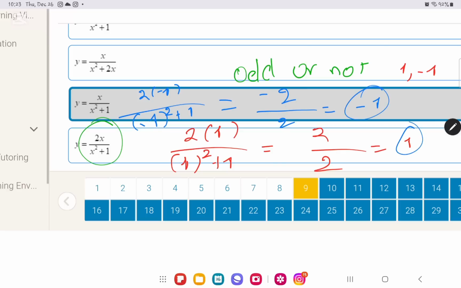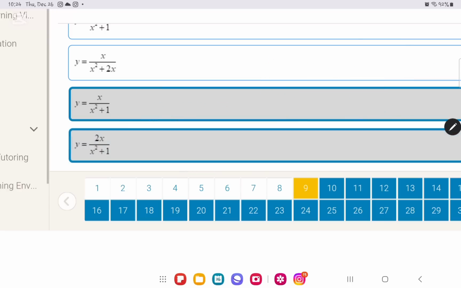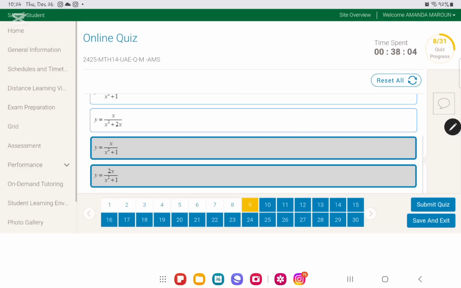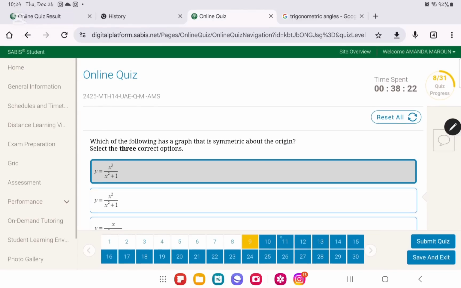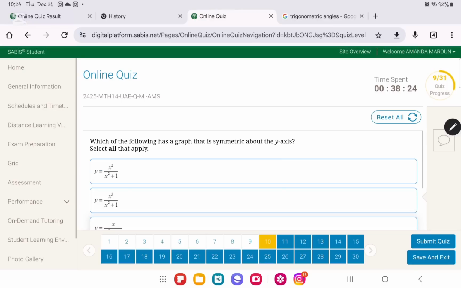So -1 and 1, they are like the same number, 1 and 1, but different signs. So this is plus, this is minus. So definitely it is odd. And these are the 3 correct options. Alright, so now we move on to question number 10.